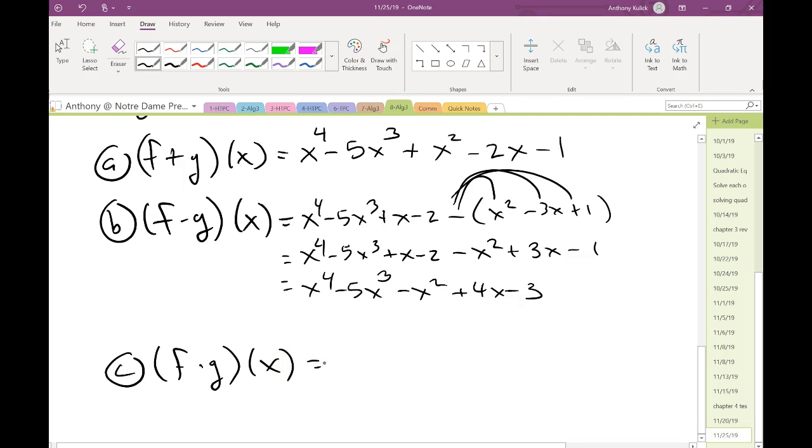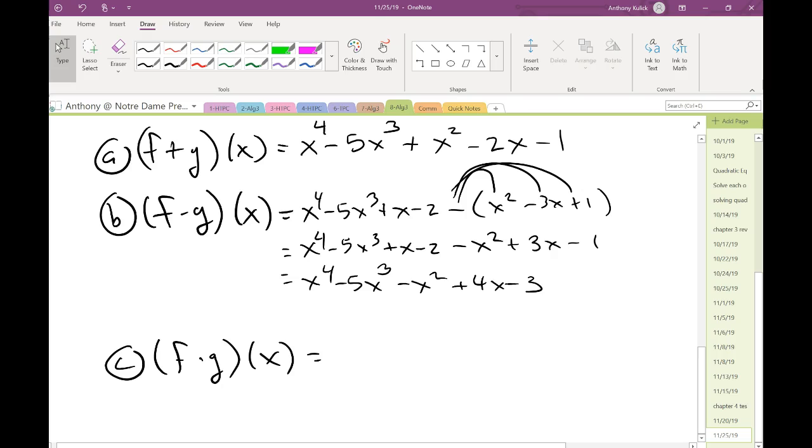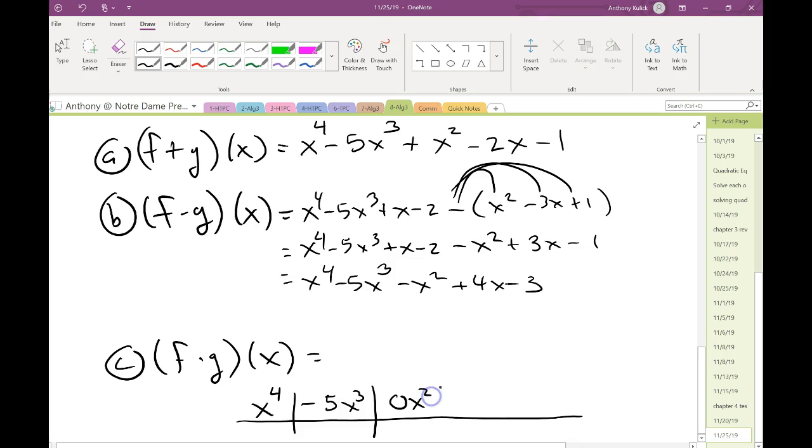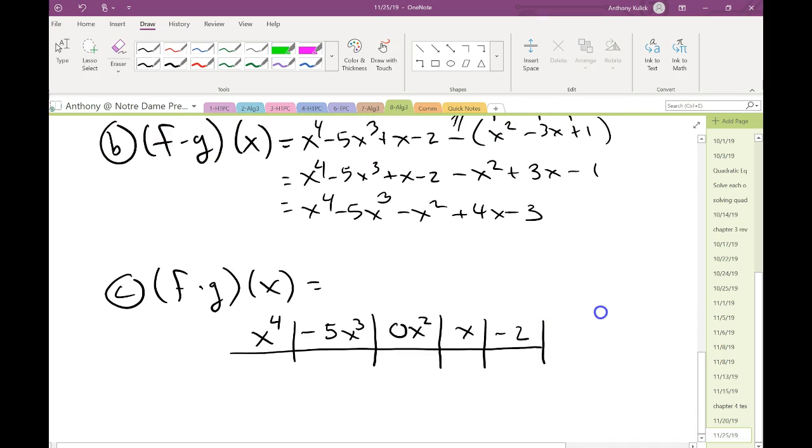What if I wanted to do f times g of x? This is the one where we do the grid, right? Okay. So the way we set that grid up is we're going to write one of the two polynomials, it doesn't matter which one, along the top of the grid. But I'm going to remember to make sure to put the zeros in. So notice that this is missing the x squareds. So where the x squareds were supposed to be, I'm going to put a 0 there.